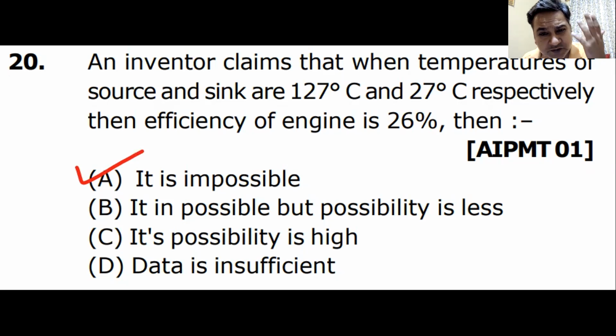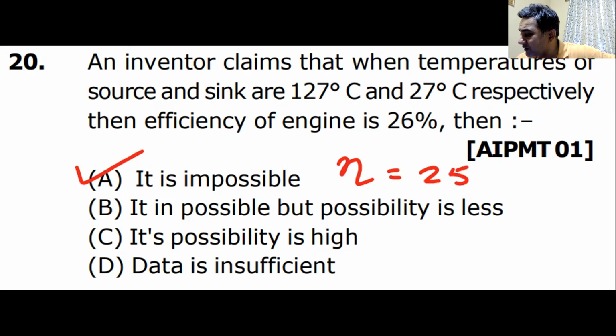You cannot create an engine of 26% efficiency, beta. Why is it not possible? Because the efficiency of a Carnot engine is the highest. What will be the efficiency of a Carnot engine operating between 127 and 27 degrees Celsius? 1 minus T2 by T1. T2 is 300. T1 is 400. 1 minus 300 by 400. That is 1 by 4. So the efficiency becomes 25%. This is the maximum possible efficiency of a heat engine that can be created between 127 and 27 degrees Celsius.